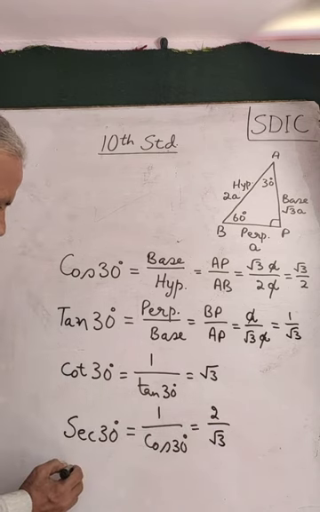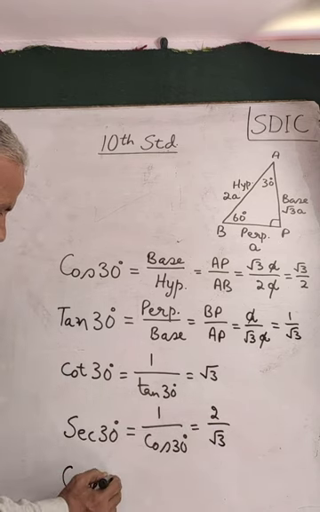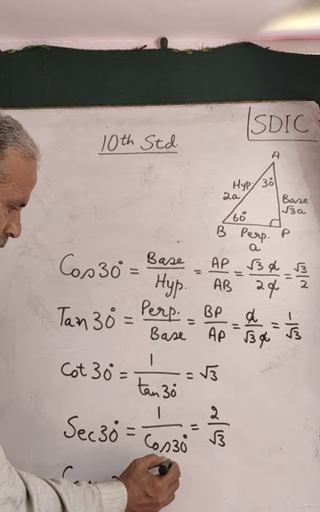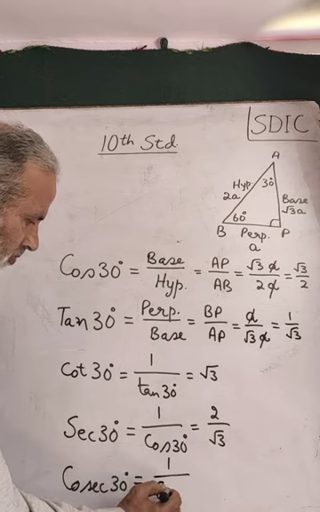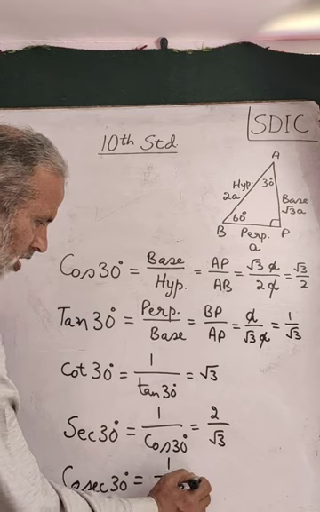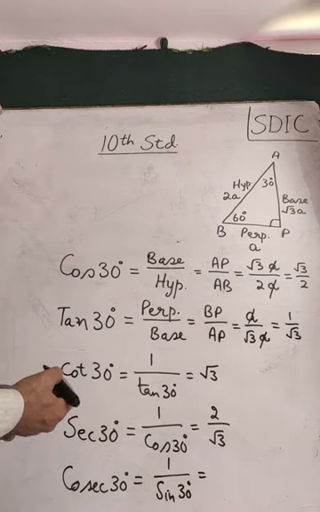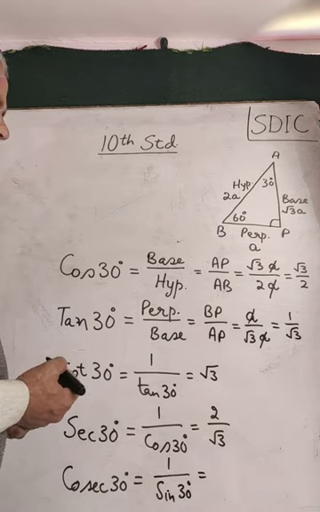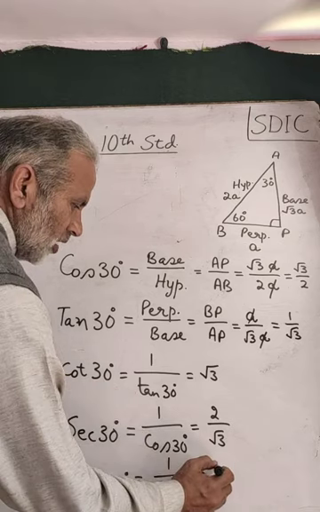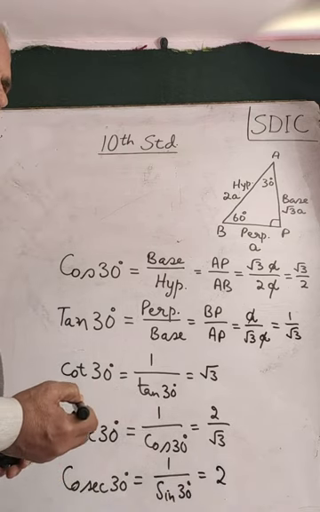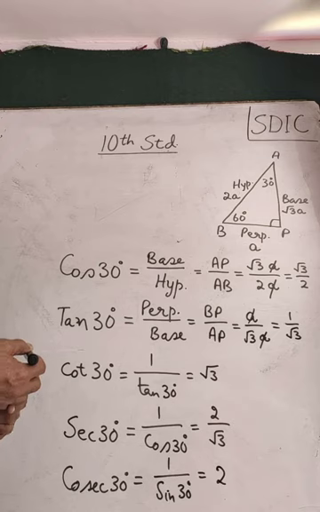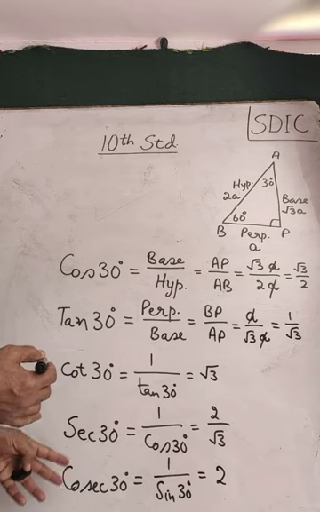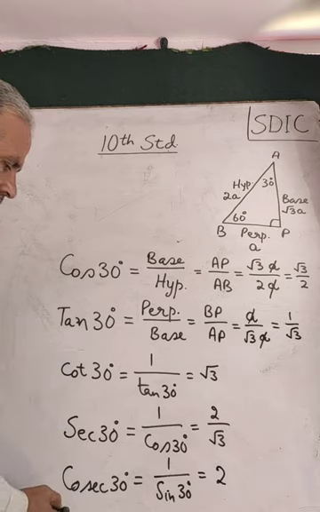And the last one, cosec 30, reciprocal of sine 30. Sine 30 we have seen is 1 by 2. Reciprocal will become 2 by 1, which means 2. That completes the trigonometric ratios of this 30-degree angle, and we will conclude the day today.